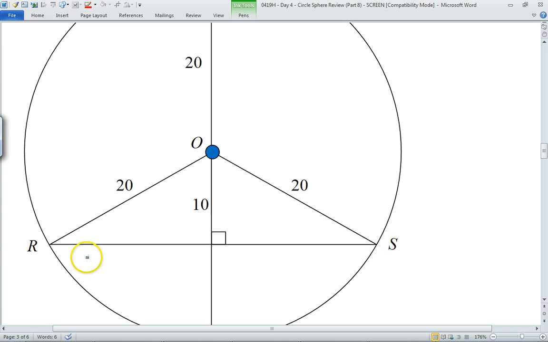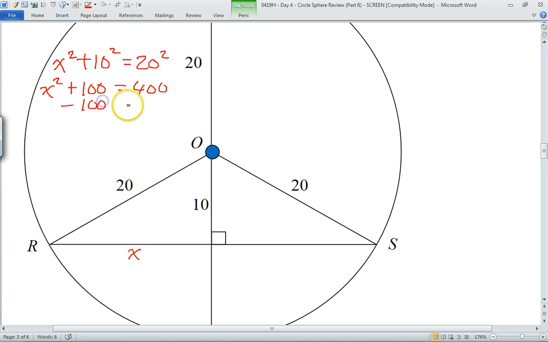Well, it's really the same problem twice. Once again, if I want to find RS, I will find x here, and then I will just double it. So, one more time, using the Pythagorean theorem is going to give me x squared plus 10 squared equals 20 squared. So that's x squared plus 100 is equal to 400. Subtracting 100 from both sides gives me x squared equals 300.